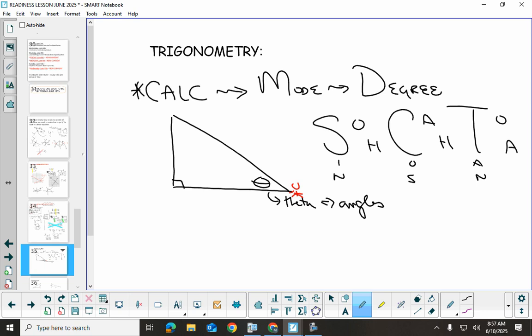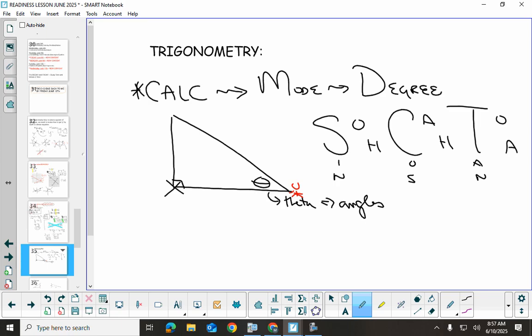Well, there's 2 options. You either stand at the corner that you're looking for, or you stand at the corner that you know. So if I tell you that this corner measures 36 degrees, then that is where you stand. If I tell you this is the corner I want you to find, then that is where you stand. You either stand at the corner you know, or you stand at the corner that you're looking for. You are never allowed to stand at the 90. Okay, that's a big no-no.